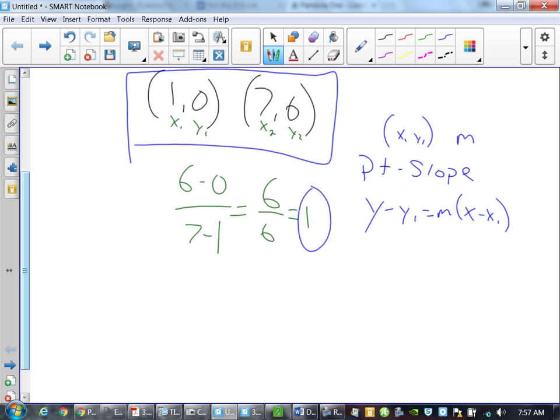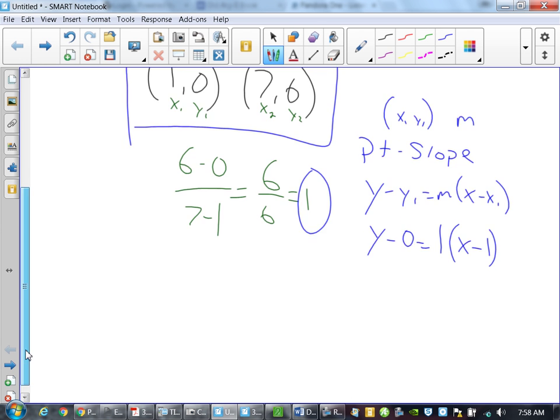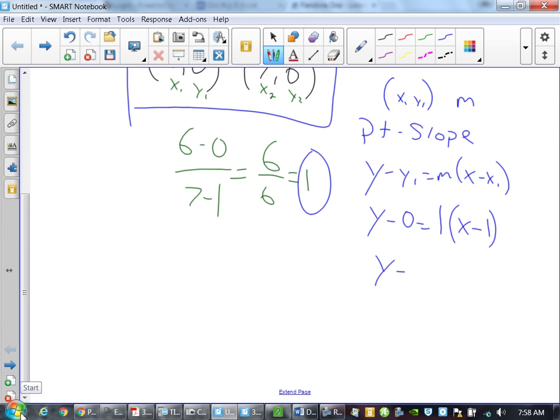So I substitute in y minus 0 is my slope, x minus 1. And then finally, what's y minus 0? Whoa, y. And you just get an x minus 1, because 1 times that doesn't change it. And you're done.